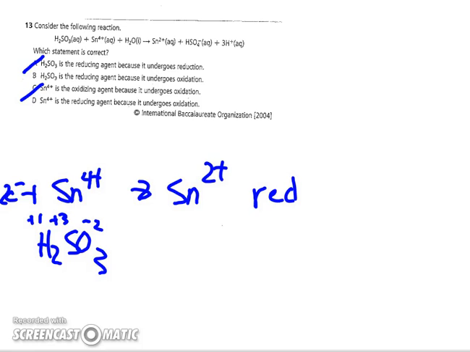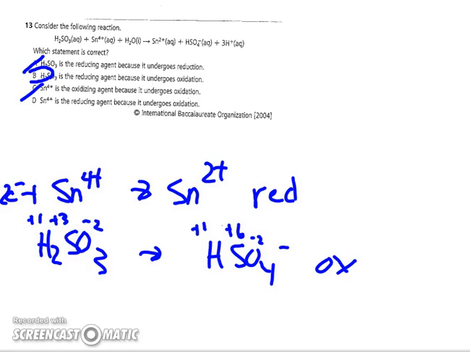And on the other side, the hydrogen's still going to be a +1 in either situation. The oxygen's still going to be a -2. So it's really a question of in HSO4-, what happened to the sulfur there? Hydrogen's still a +1, oxygen still -2, -8, +1 is -7, but there's supposed to be a minus charge. So this is up to +6. So yeah, this definitely was oxidized. So B would be the correct choice here.